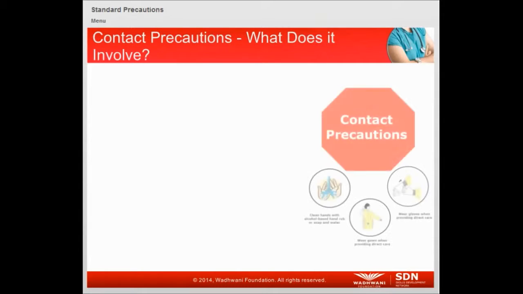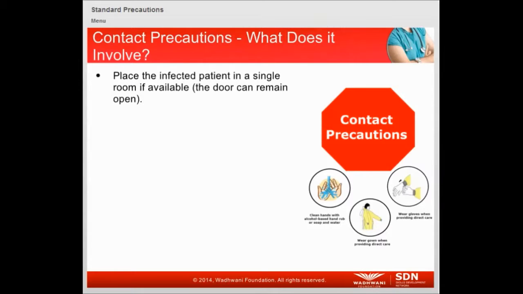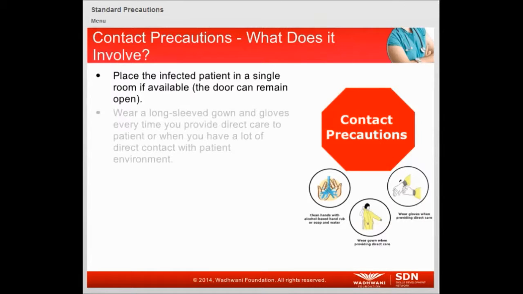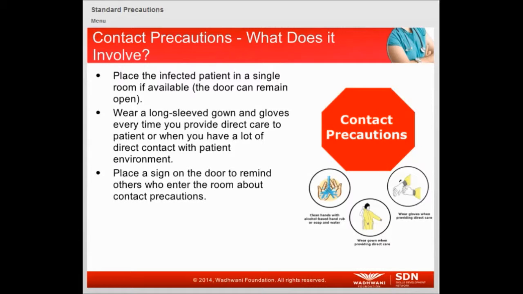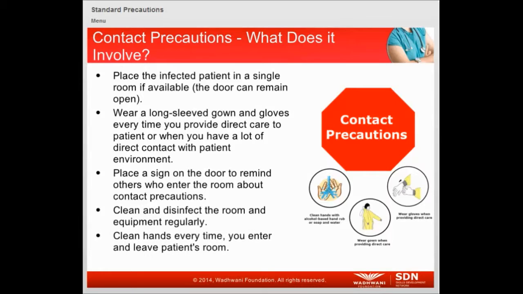Let us understand what contact precaution involves. Place the infected patient in a single room if available. The door can remain open. Wear a long-sleeved gown and gloves every time you provide direct care to the patient or when you have a lot of direct contact with the patient environment. Place a sign on the door to remind others who enter the room about contact precautions. Clean and disinfect the room and equipment regularly. Clean hands every time you enter and leave the patient's room.